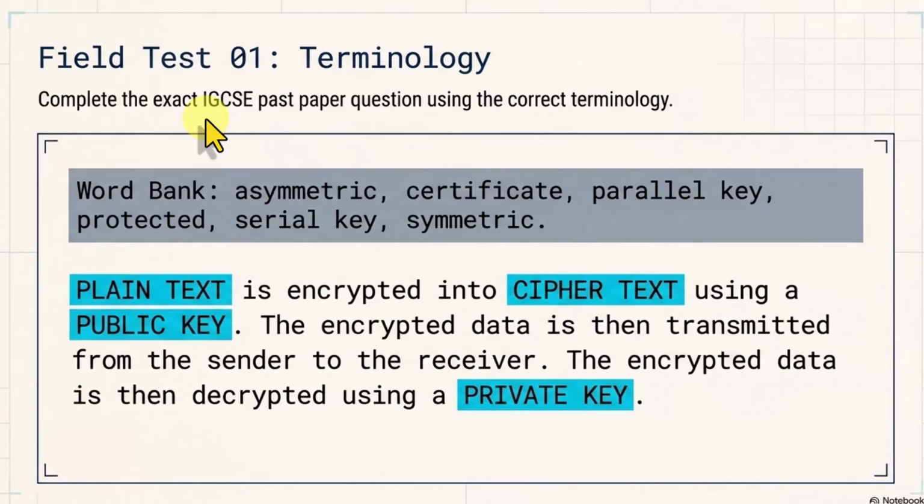Let's talk more about terminologies. You have to know these terminologies. Word bank, for example: asymmetric, certificate, parallel key, protected, serial key, and symmetric. See, plain text is encrypted into ciphertext using a public key. The encrypted data is then transmitted from the sender to the receiver, and the encrypted data is then decrypted using a private key. So you have to know these keywords, and you have to know how they are used.